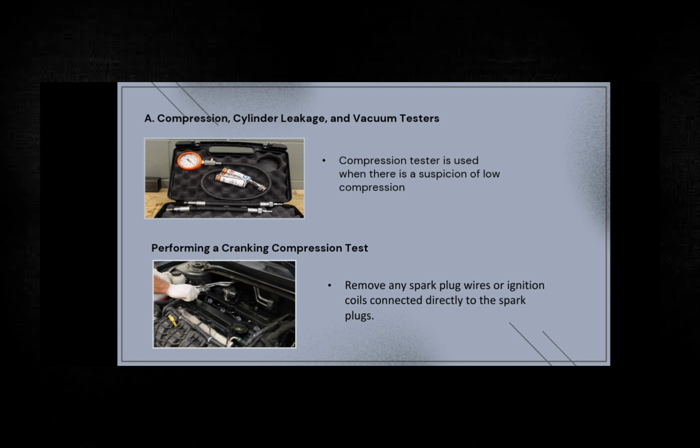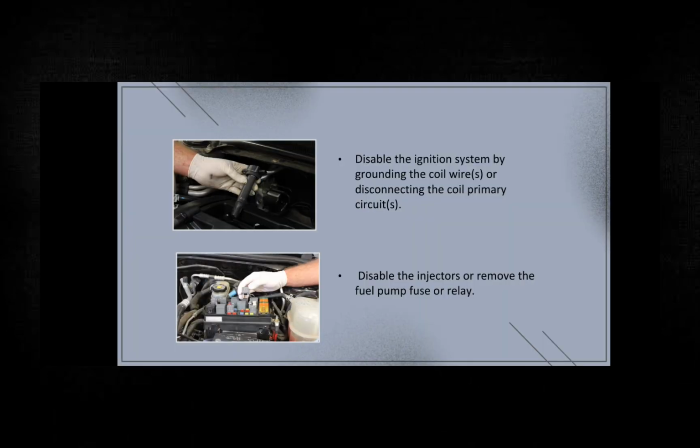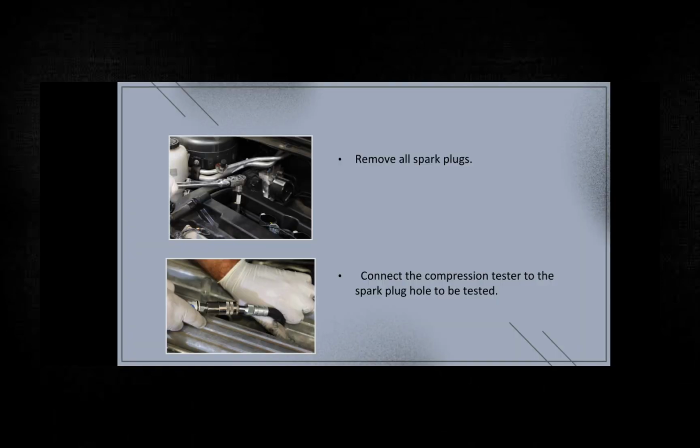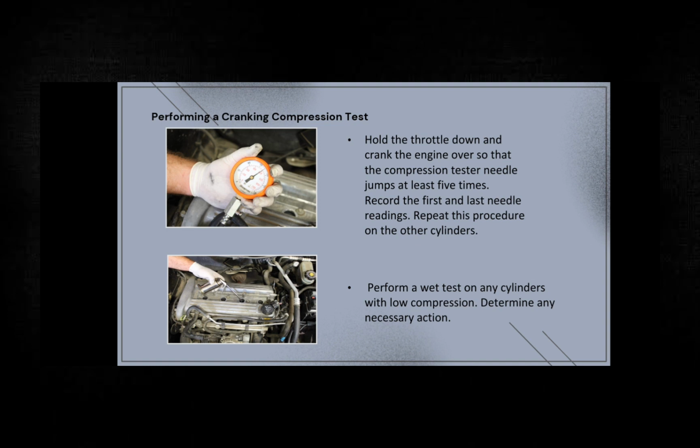Remove any spark plug wires or ignition coils connected directly to the spark plugs. Disable the ignition system by grounding the coil wires or disconnecting the coil primary circuits. Disable the injectors or remove the fuel pump fuse or relay. Remove all spark plugs. Connect the compression tester to the spark plug hole to be tested.